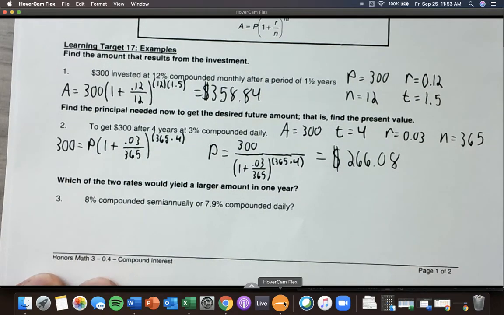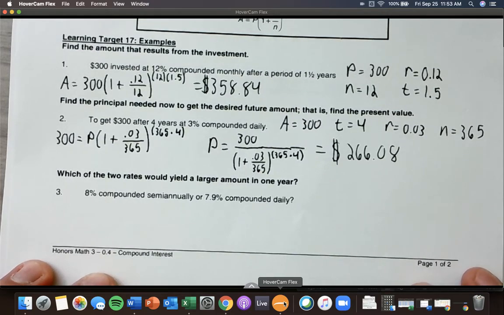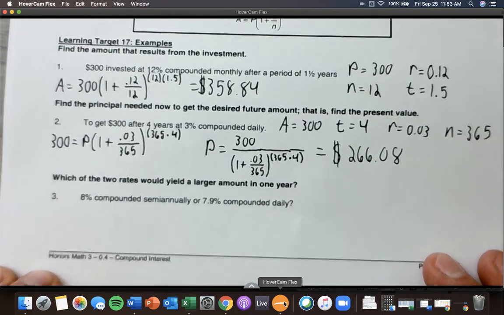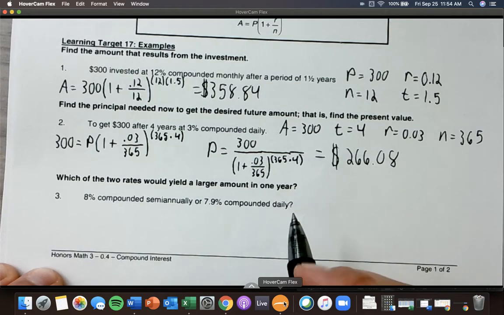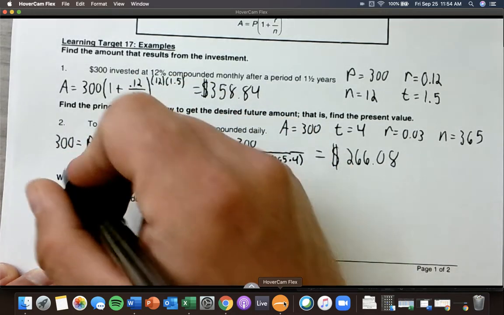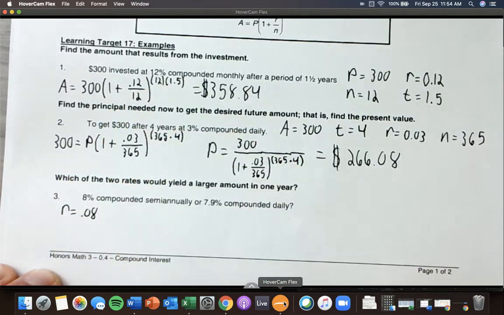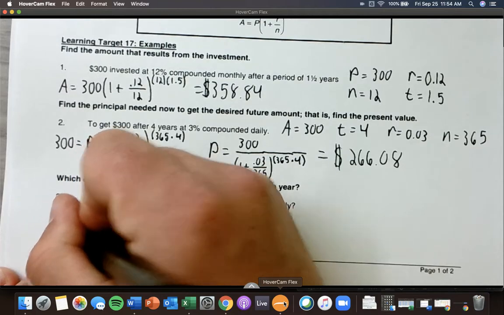All right, so last example on this page. Which of the two rates would yield a larger amount in 1 year? 8% compounded semi-annually or 7.9% compounded daily? So let's just compare these two separately. In our first example here, the rate is 0.08, and it's compounded semi-annually, which is just 2 times a year.